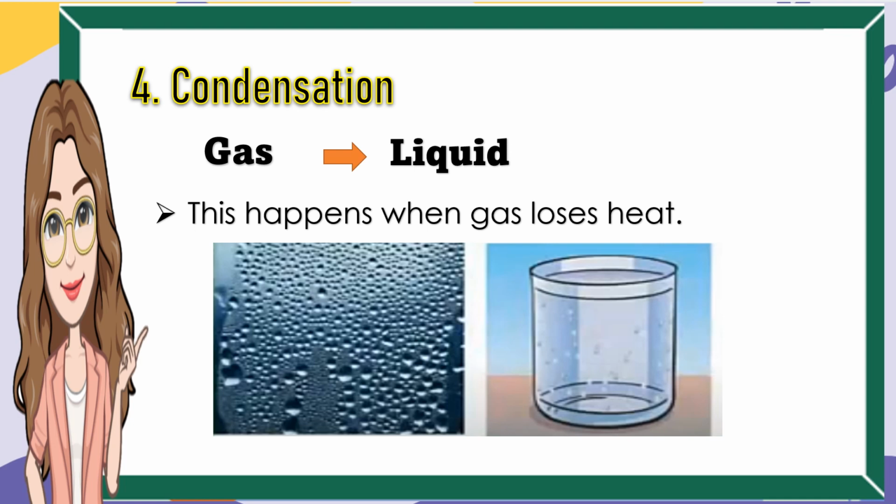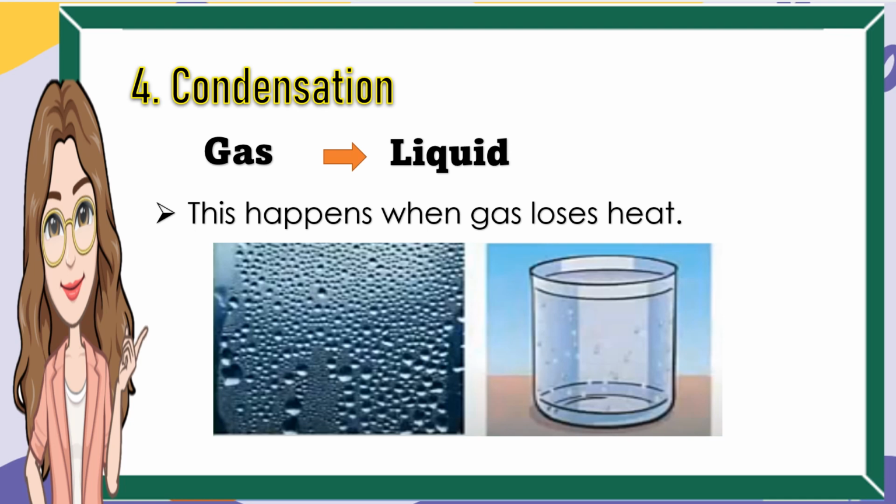This usually happens during early morning when we observe the morning dew falling from the leaves of plants. Because it is cold in the early morning, the water vapor released by the plants condenses and changes to liquid water, the one we call morning dew.